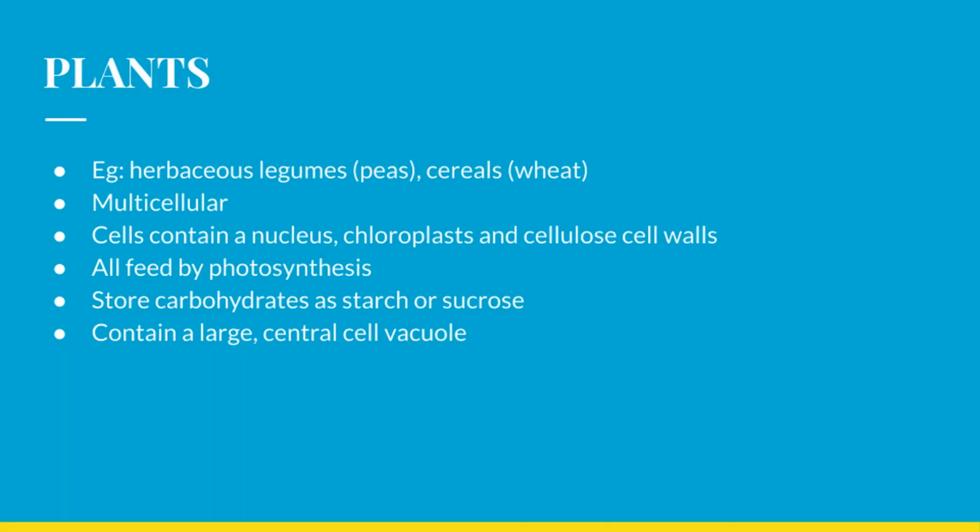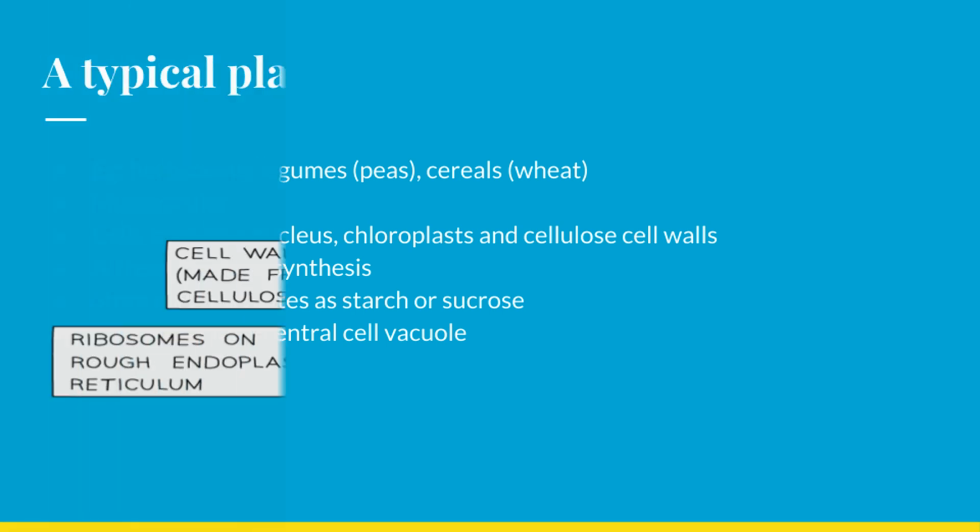Examples of eukaryotic organisms include plants, and plants can be herbaceous legumes, e.g. peas, or cereals, e.g. wheat. Plants are multicellular, meaning that they have more than one cell. They also contain a nucleus, chloroplasts, and cellulose cell walls. All plants feed by photosynthesis, and they store carbohydrates as starch or sucrose. They also contain a large central cell vacuole.